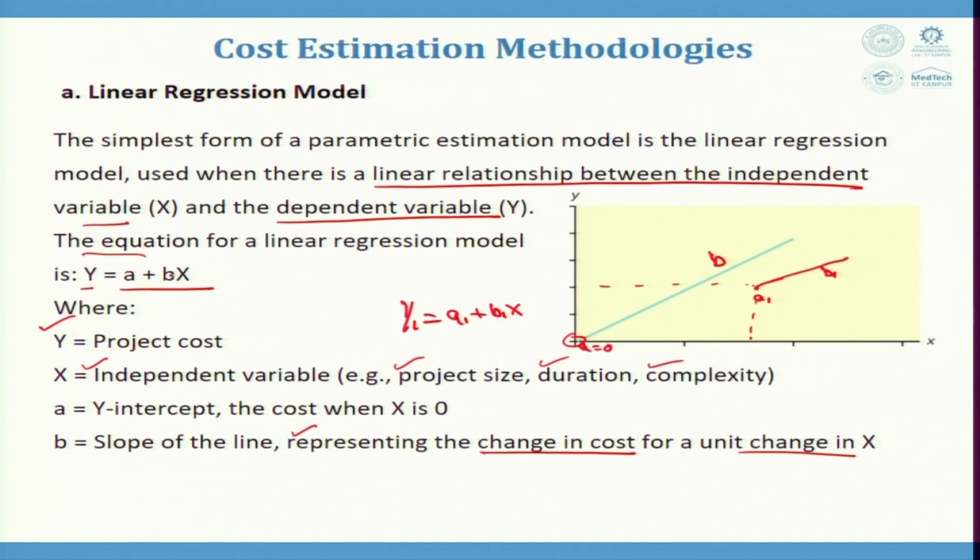Now, b is a slope, it is also known as a contribution to y. A is a constant value, b is my contribution. If x turns to 2, the b is 2 times contributed. If x turns to 5, b is 5 times contributed. That means b is my change in cost for a unit change in x.